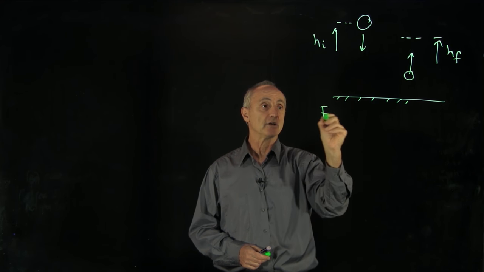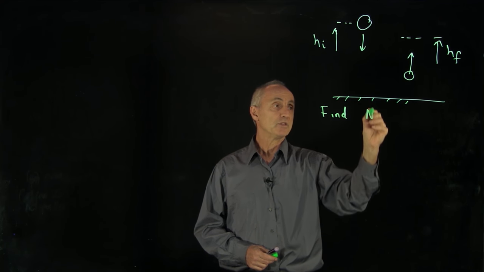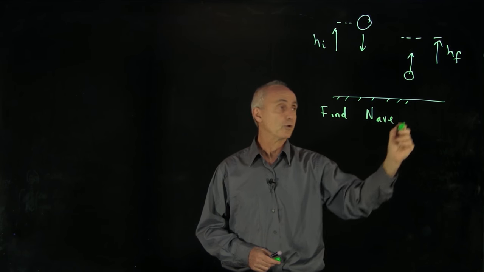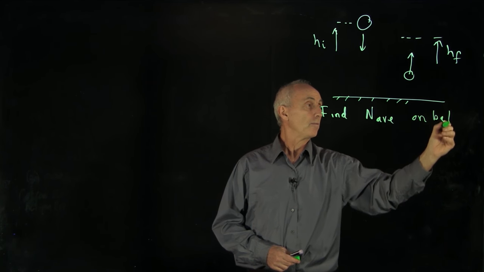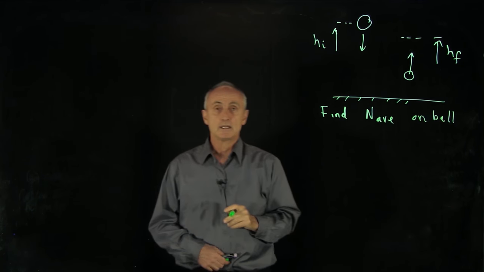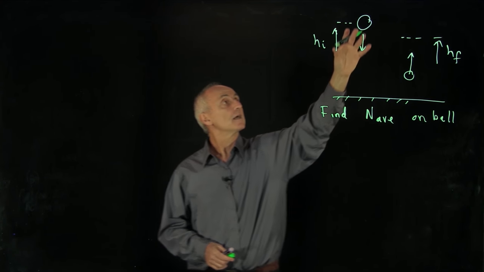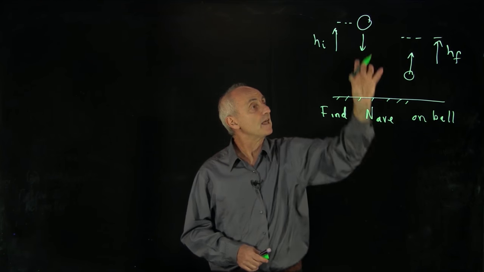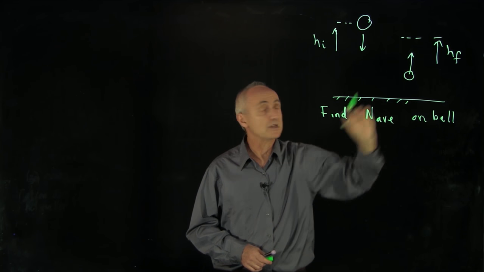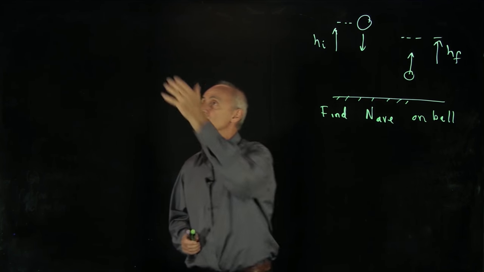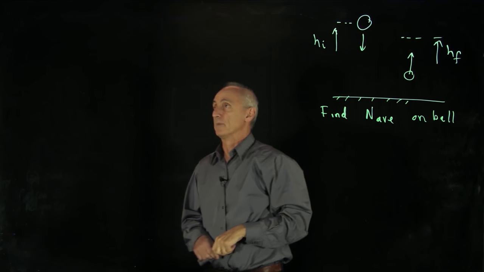So we'd like to find the average normal force on the ball during the collision. Now, if we look at this ball dropping, it's going to lose a little bit of energy because it's getting compressed at the collision. Let's look at an example of the actual ball dropping.